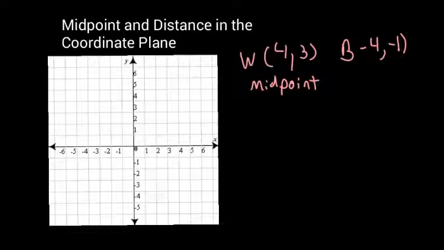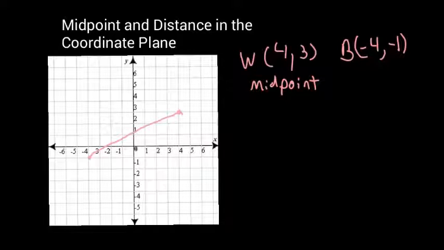Alright, today we're going to do midpoint and distance in the coordinate plane. So first we have W at (4, 3), so let's go ahead and put that on our graph. And B is at (-4, -1), so we'll put that on our graph. We want the midpoint of these two. There's two ways to do it: you can do it on the graph or you can do it with just the math.